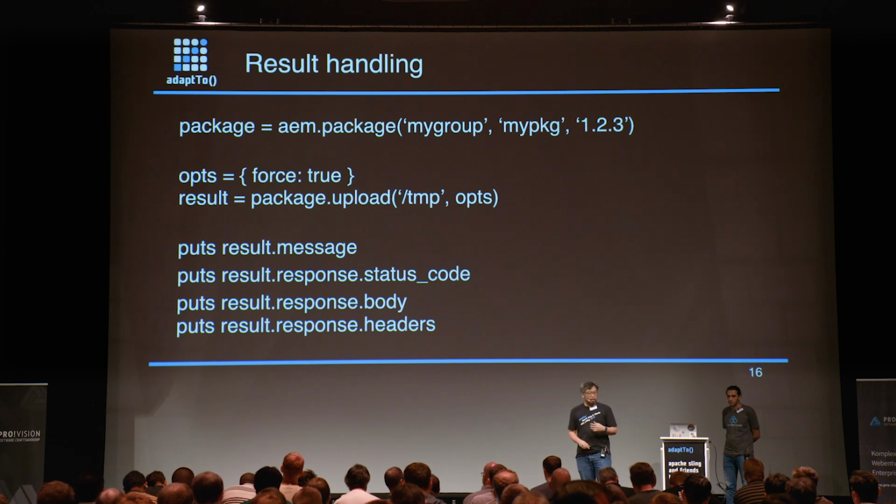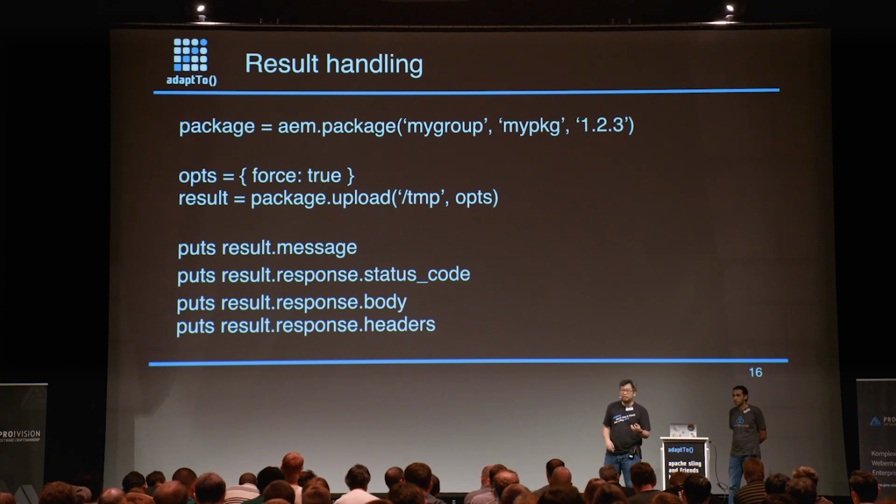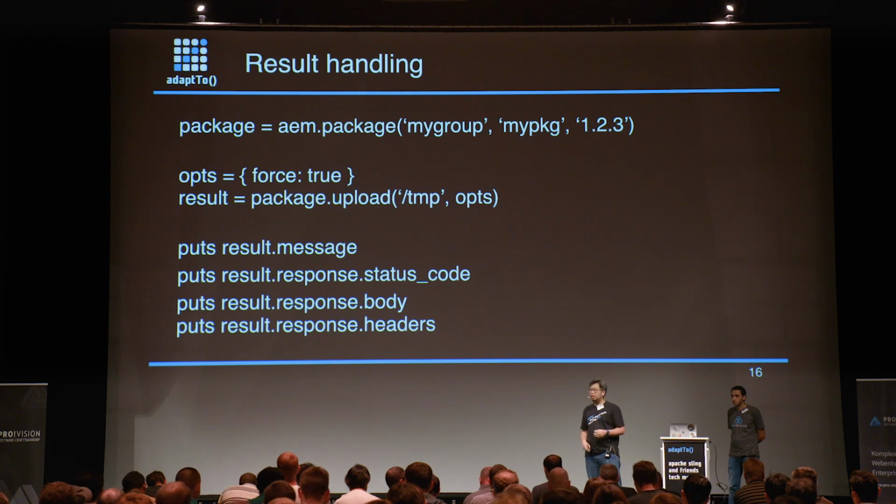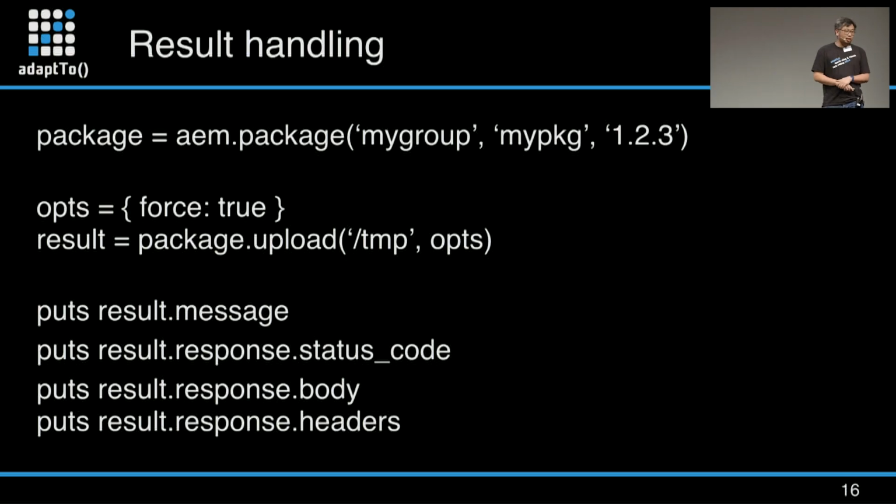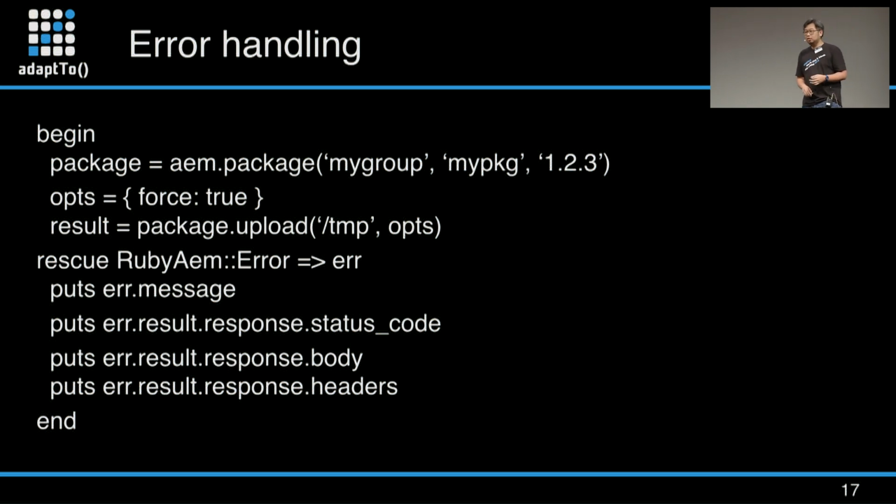Now, for the result itself, other than the message, it also keeps the response body. So this is where you can still inspect the original status code, the body payload, and all the headers. Similar to the result handling, you can also do the same thing with error handling. So it allows you the ability to at least trap the error. If there is any error, then you get an error object, which you can then inspect to get the response payload as well.